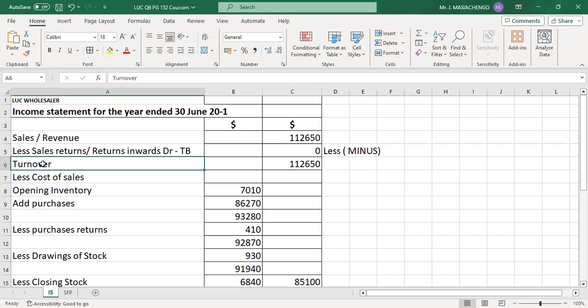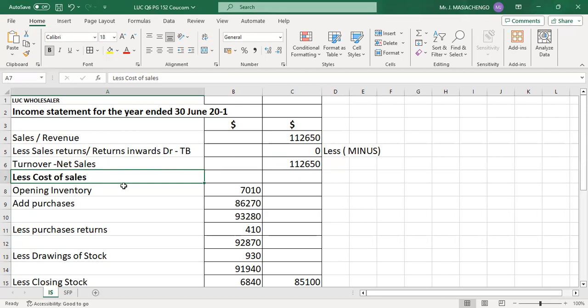The answer that you get is called turnover, or we call it net sales. Net sales, like what you used to do in primary, net mass, gross mass. These are net sales. We are saying sales minus what has been returned. Then we move on to another heading. This is a heading that you need also to memorize. When you are done with the revenue side, you need to know how to move on to the next heading.